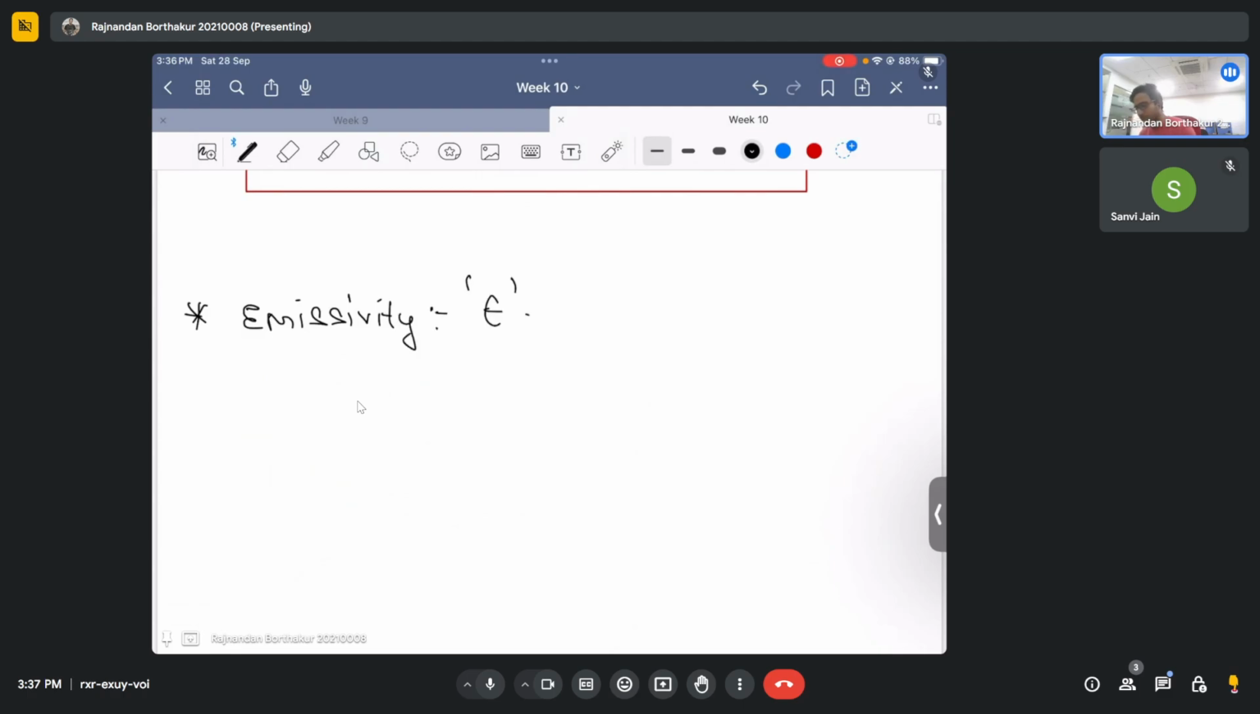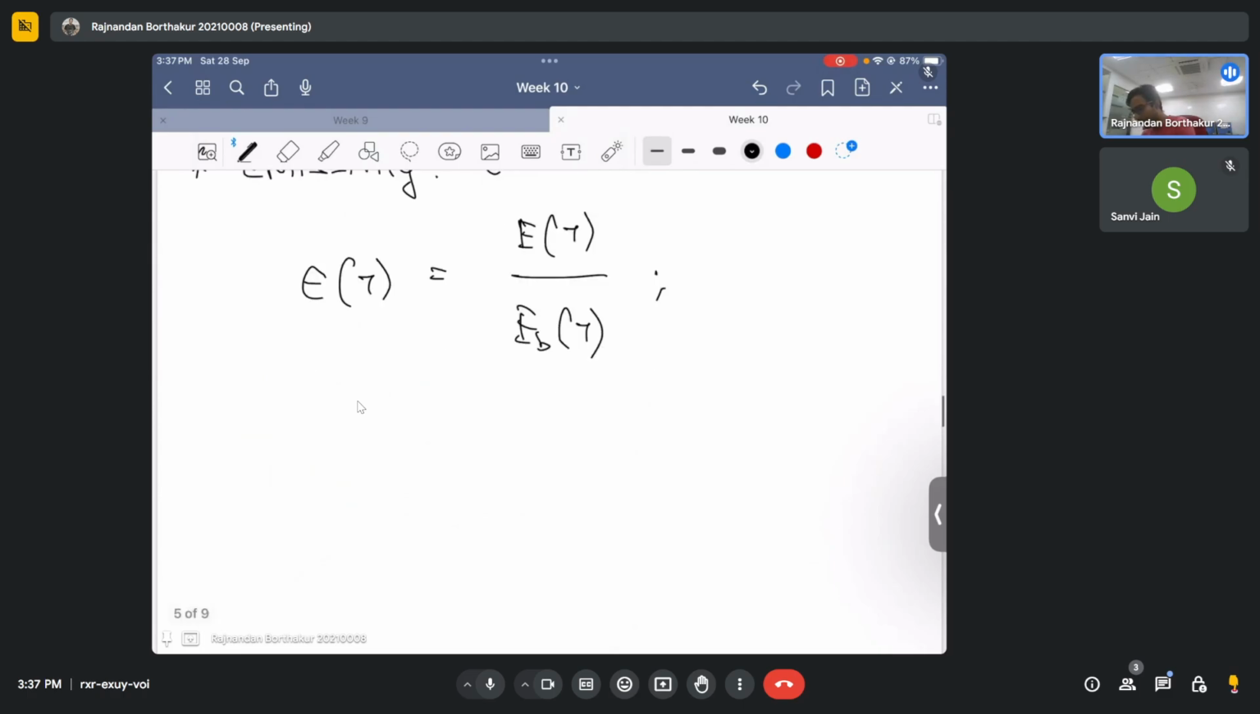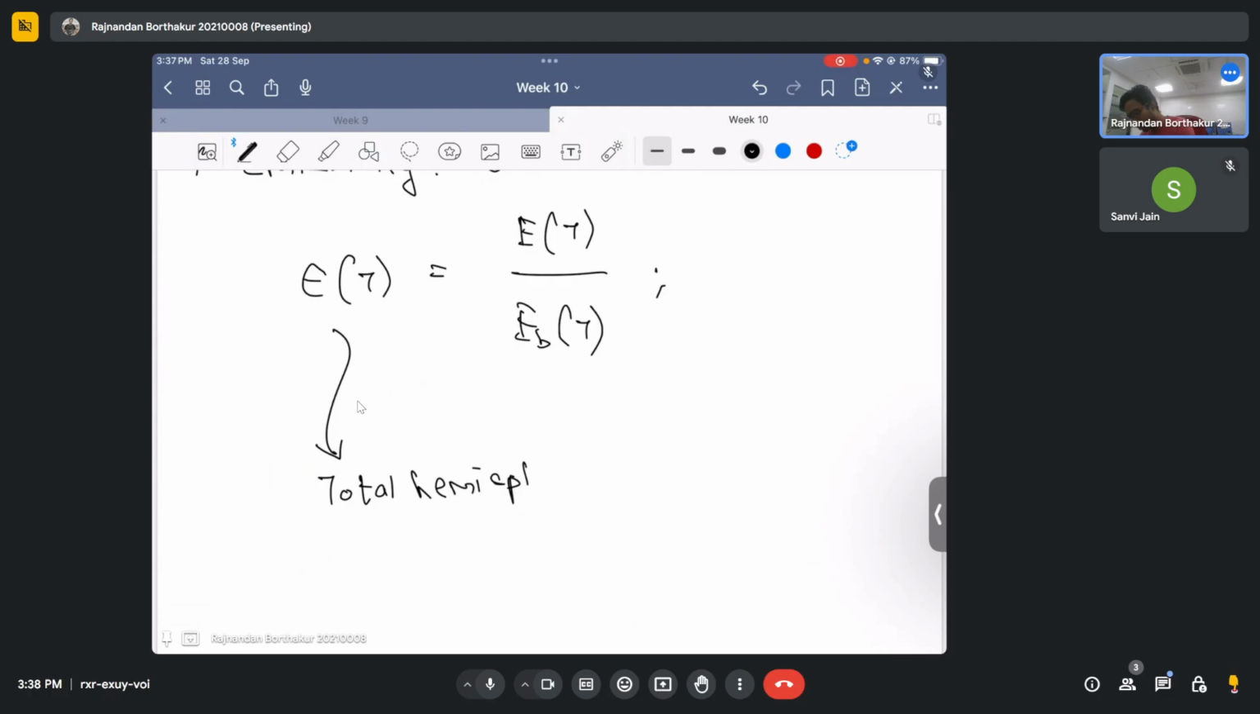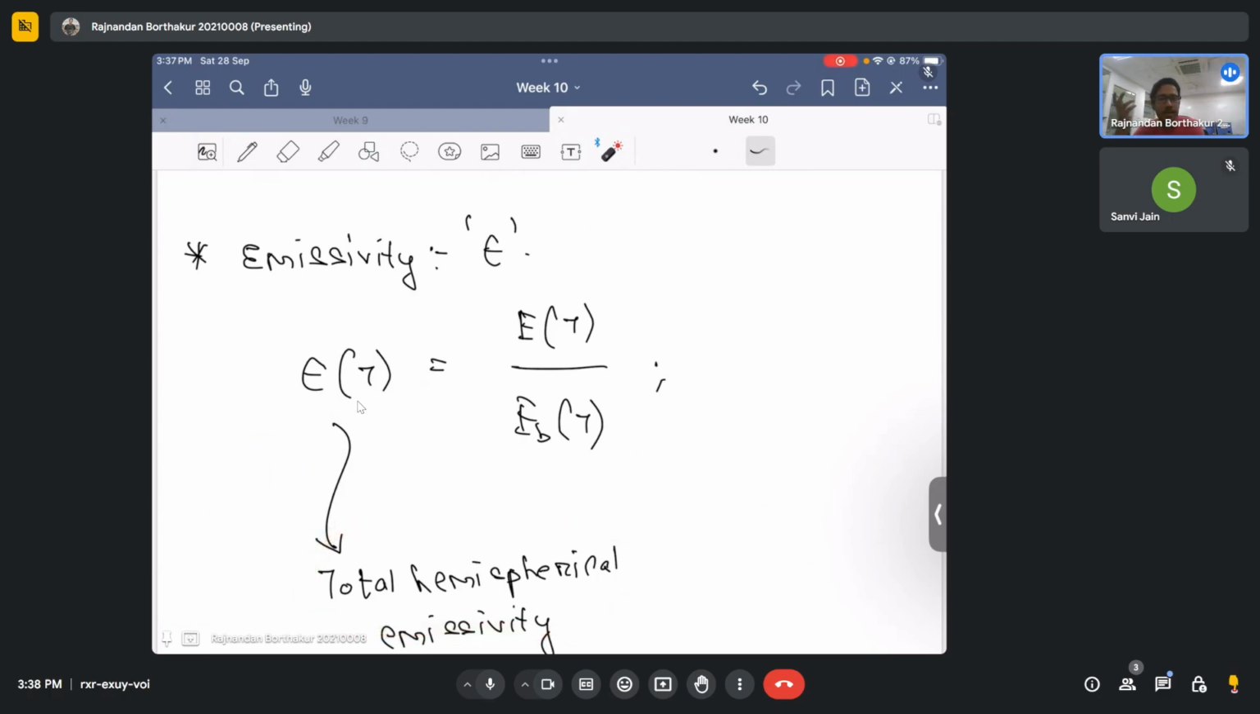This is generally denoted as epsilon. And just like the intensity of radiation or the emissive power, emissivity can also be defined as the spectral emissivity and the total hemispherical emissivity. Okay, so formally, as you have seen in the lecture classes, if emissivity is defined in this form, that epsilon is nothing but the ratio of E_t by E_bt, then this is known as the total hemispherical emissivity, typically because you are taking into account the contributions from all the directions, and that's why it becomes the hemispherical emissivity.